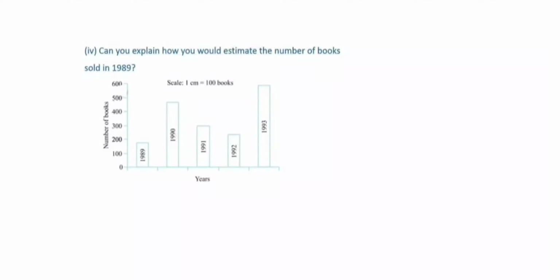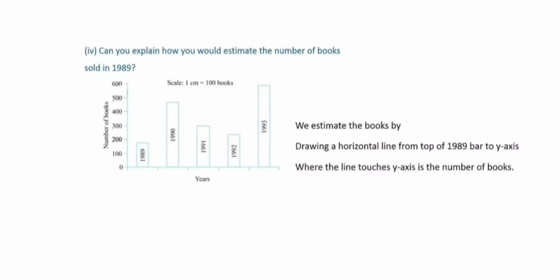Next, can you explain how would you estimate the numbers of books sold in 1989? Yes, we estimate the books by drawing the horizontal line from the top of the 1989 bar to the y-axis, where the line touches the y-axis gives the numbers of books.